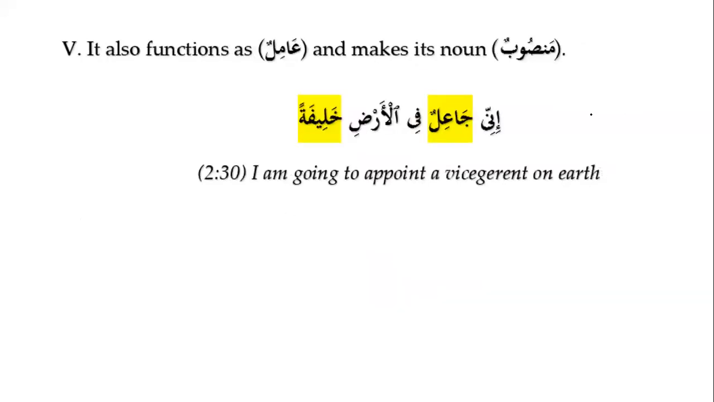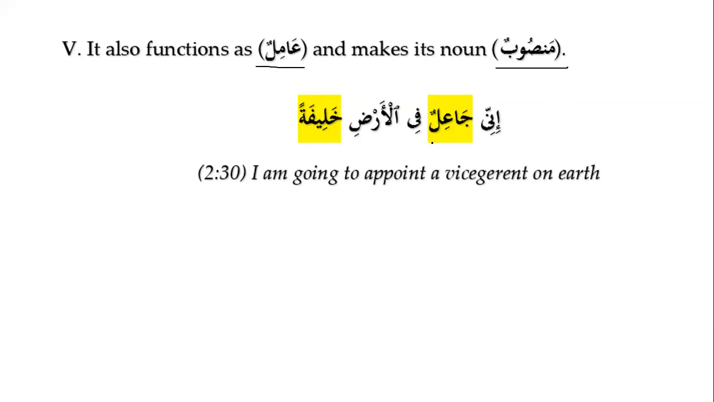And one more thing that we know about this, it also functions as amilun. Amilun, you remember, like amil, we have discussed it in lesson number 1, like harf jar is amil, and we have also seen that they have some impact on the following noun. So what does it do? It makes its noun mansoob. For example, here, inni ja'ilun fil ardi khalifatan.